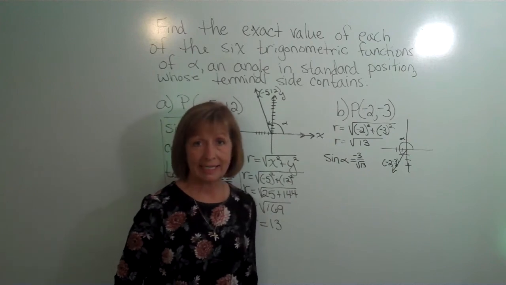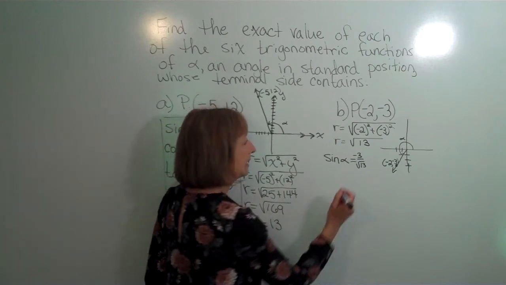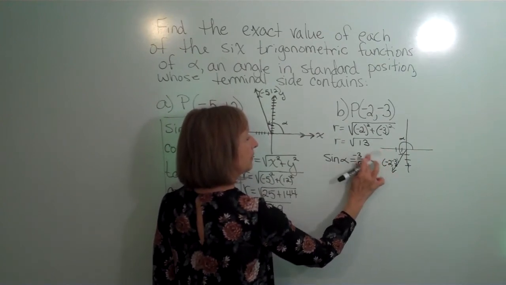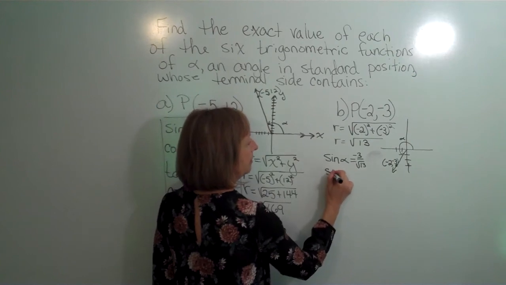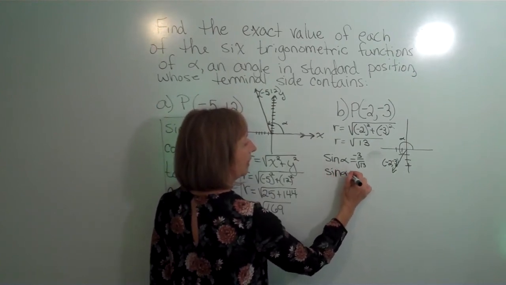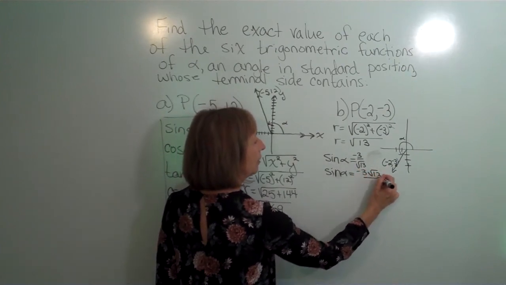But I need to rationalize that, so I'm going to multiply top and bottom by the square root of 13 to get -3 square root of 13. I'll write it underneath. So the sine of alpha is -3 times the square root of 13 all over 13.